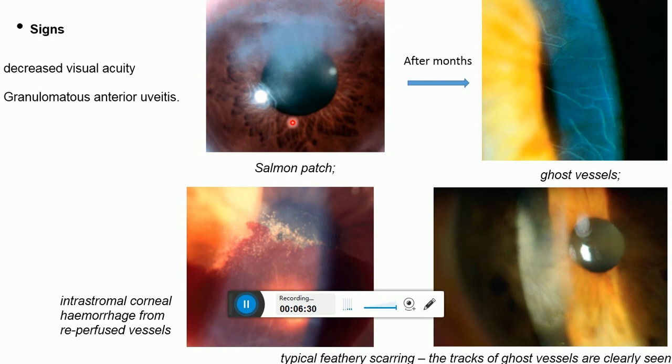Granulomatous anterior uveitis. After several months, the cornea begins to clear. The vessels become non-perfused, called ghost vessels. If the cornea later becomes inflamed, the vessels may refill with blood and may rarely bleed into the stroma. Here you can see the healed stage, which is characterized by ghost vessels, feathery deep stromal scarring, sometimes thinning, astigmatism and band keratopathy.